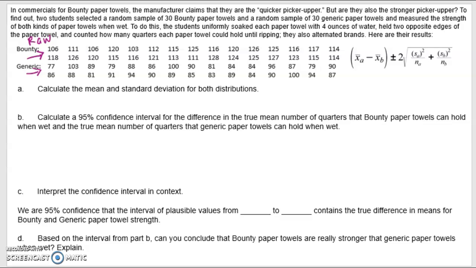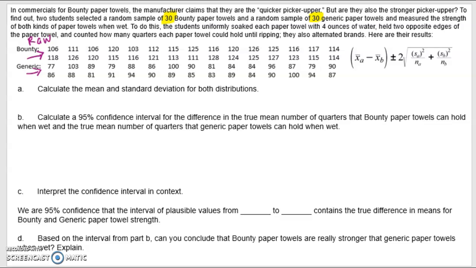They also alternated brands. So here are their results below. This is how many quarters the paper towels were able to hold. Something I want to point out real quick is that it tells us what the sample size is for each. So before even counting how many numbers there are, it tells us that there are 30 numbers for Bounty and 30 numbers for generic paper towels.